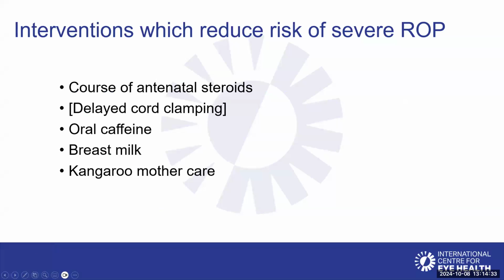And there are a few interventions which reduce the risk. I've already mentioned a course of antenatal steroids. I've put delayed cord clamping in brackets because it's not absolutely apparent whether that intervention alone is beneficial. But oral caffeine has been shown to reduce the risk of severe ROP in several large-scale clinical trials. Breast milk from a very young age promotes growth, and failure to gain weight is a risk factor, and I've talked about kangaroo mother care already. So there's a lot that can be done to prevent ROP.